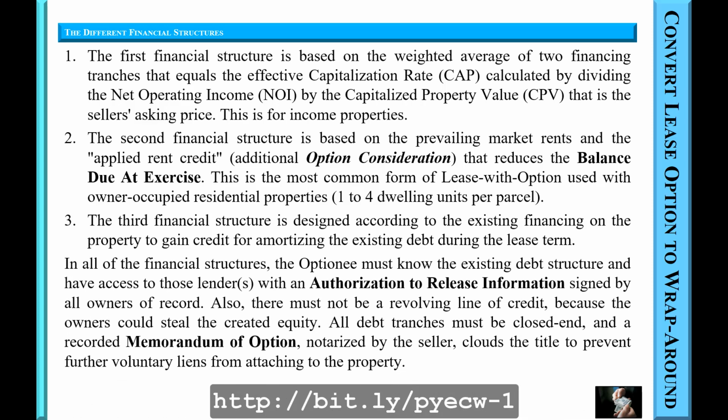In all of the financial structures, the optionee must know the existing debt structure and have access to those lenders with an authorization to release information signed by all owners of record. Also, there must not be a revolving line of credit because the owners could steal the created equity. All debt tranches must be closed-end, and a recorded memorandum of option notarized by the seller clouds the title to prevent further voluntary liens from attaching to the property.